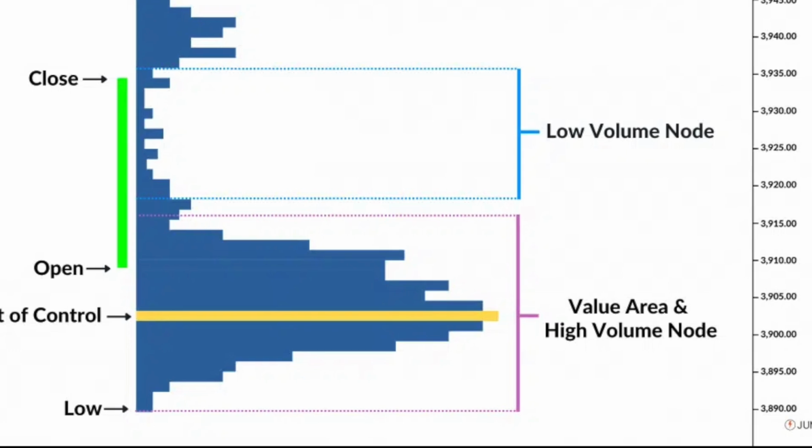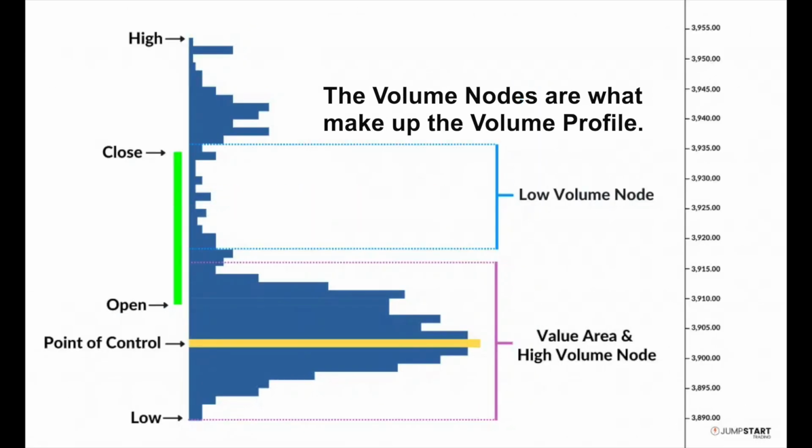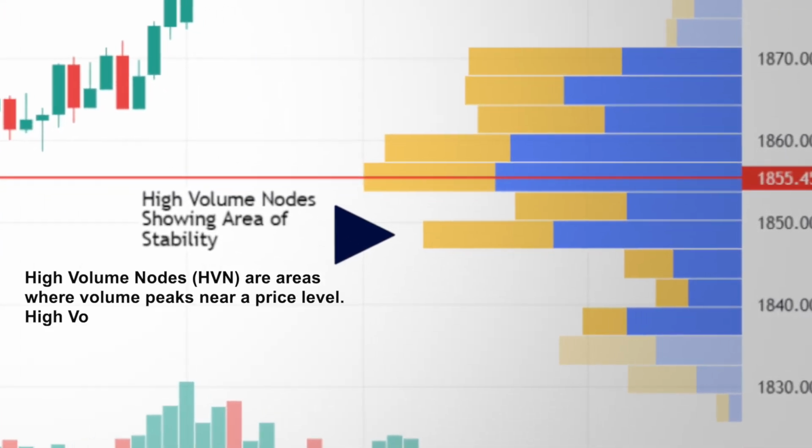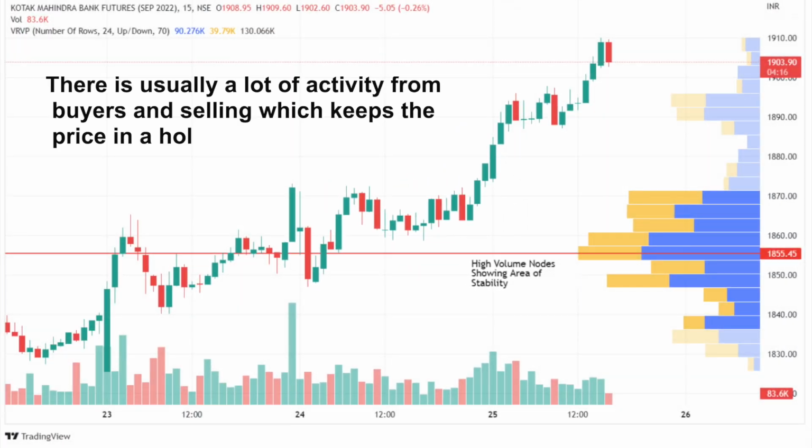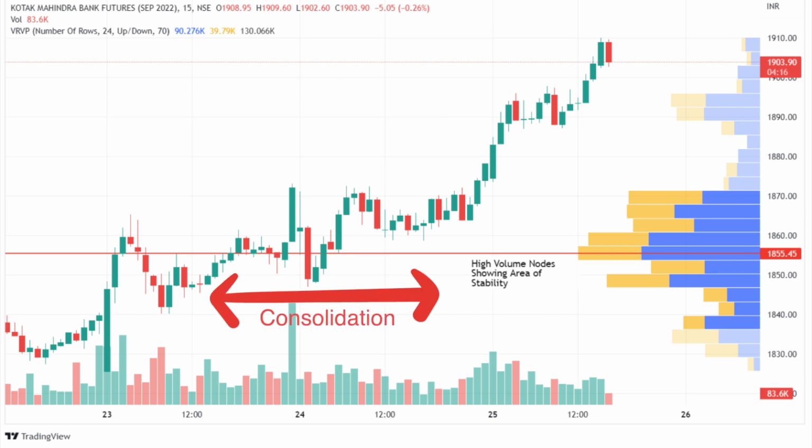The nodes are what make up the volume profile. So the high volume nodes, or HVN, are where volume peaks near a price level. High volume nodes show signs of consolidation, and usually when you're around high volume nodes, there's a lot of activity from buyers and sellers, so that's what keeps the price in a sort of hold. You're going to see a lot of consolidation points around high volume nodes.